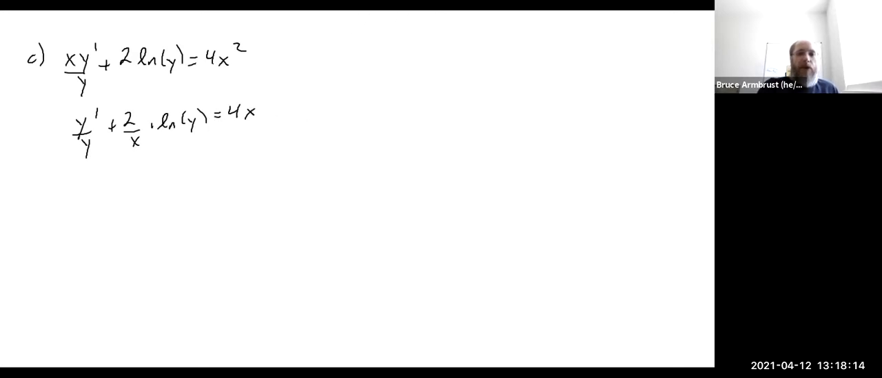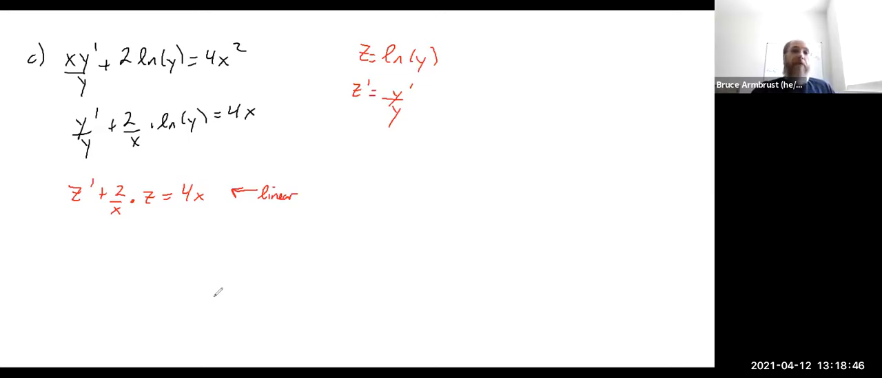So here's the substitution we're going to do. We're going to let z equal natural log of y. So then z prime is going to be y prime over y. So this turns into z prime plus 2 over x times z equals 4x. And this guy is now linear. It's linear for z, but that doesn't change how we find the solution. It's just instead of getting a y equals, it's going to be a z equals.